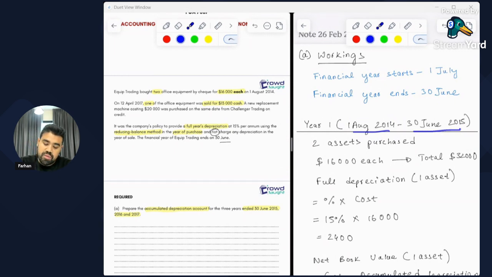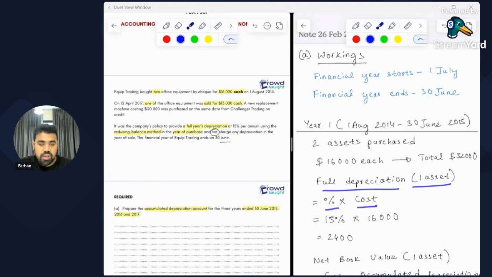So we understand that we have purchased two assets and each of these assets cost $16,000, which means altogether we would have paid $32,000, right? 16,000 multiplied by 2. Now, based on the company's policy, which is mentioned in the last paragraph of the question, we are to apply a full depreciation in the year of purchase, right? So if I want to find the full depreciation for one of these assets in the first year, I'll just simply multiply the given percentage with the cost, okay?